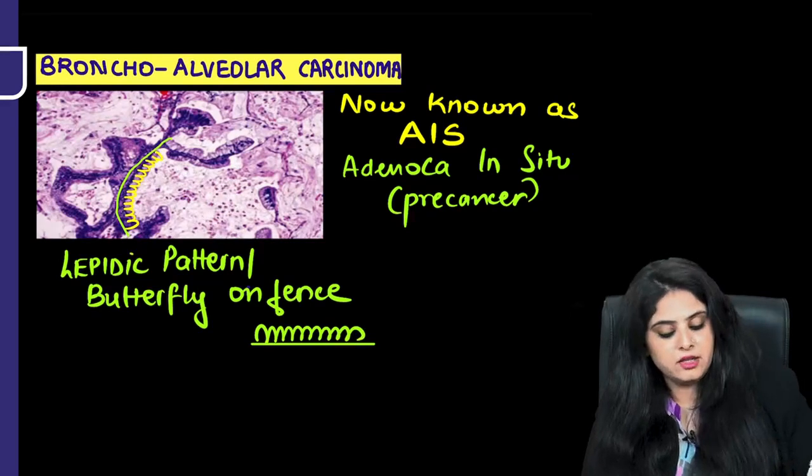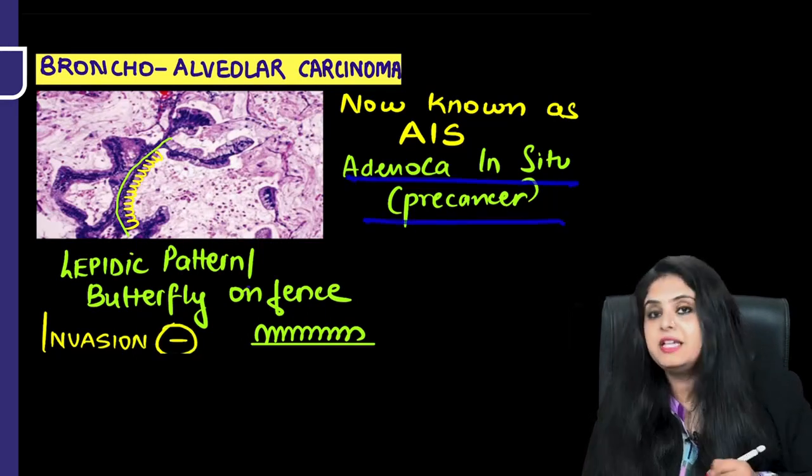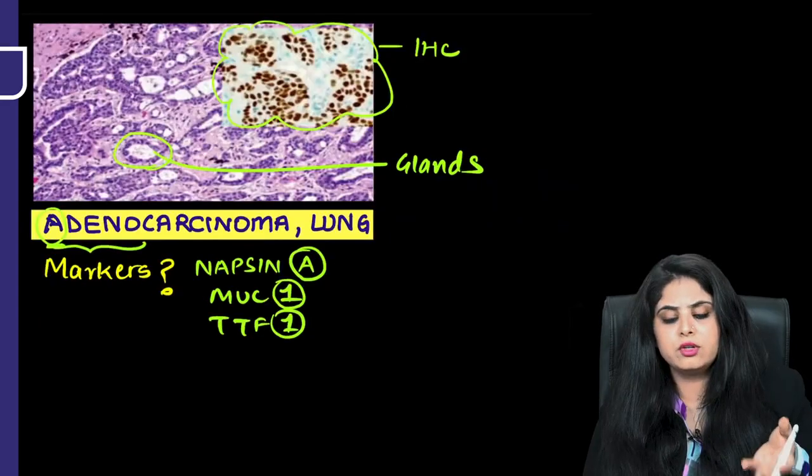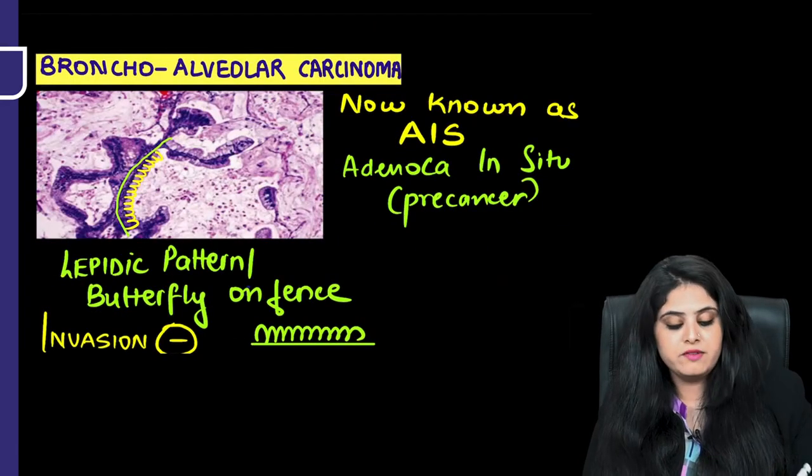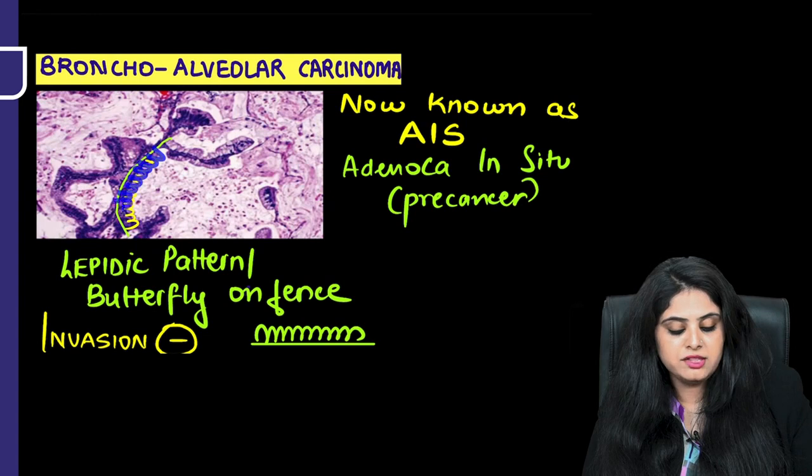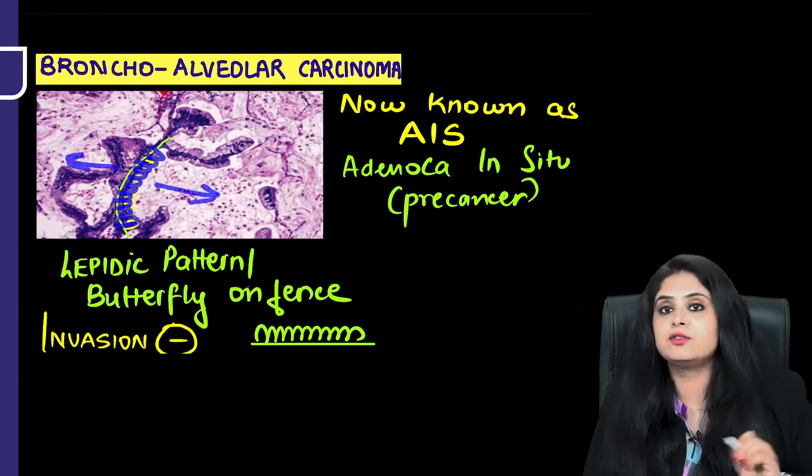Are they going here and there? No, there is no invasion. Invasion is absent. That is the reason it is still pre-cancer. Invasion ho jayega, then toh it's going to become proper cancer. There is no invasion. The butterflies are sitting very innocently like this. They have not gone here and there as of now.